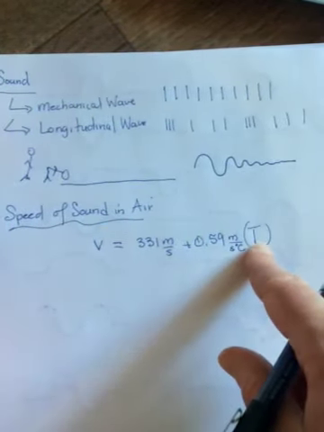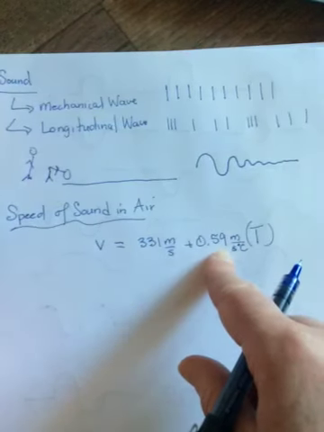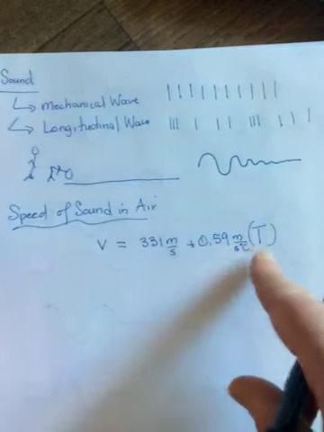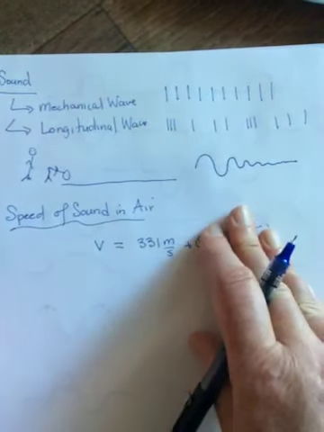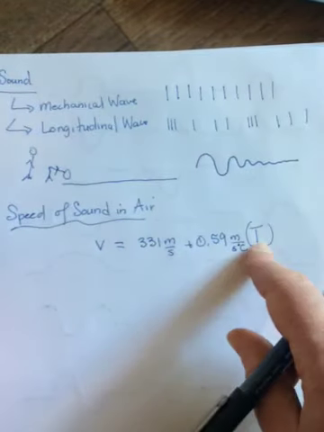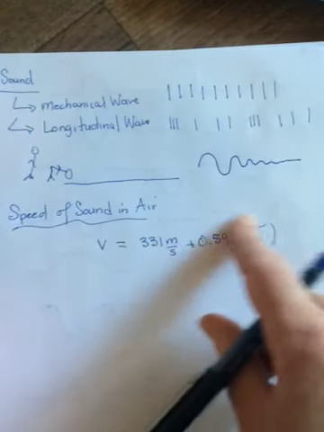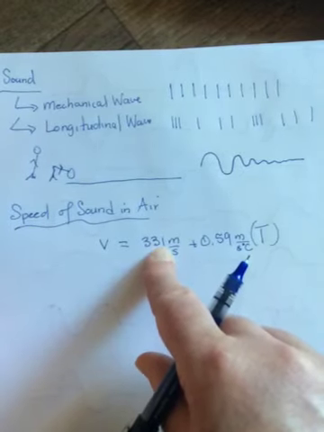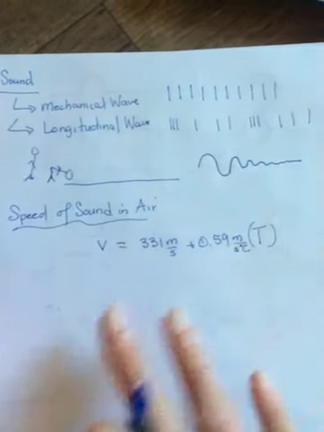So the temperature has to be in Celsius. You just put it in here, multiply it by 0.59, and then add it to the 331. So if it's 0 degrees, the speed of sound at 0 degrees Celsius is just 331. If it's 100 degrees, then this term will be 59. You'll add it on here and you'll get 390 meters per second.